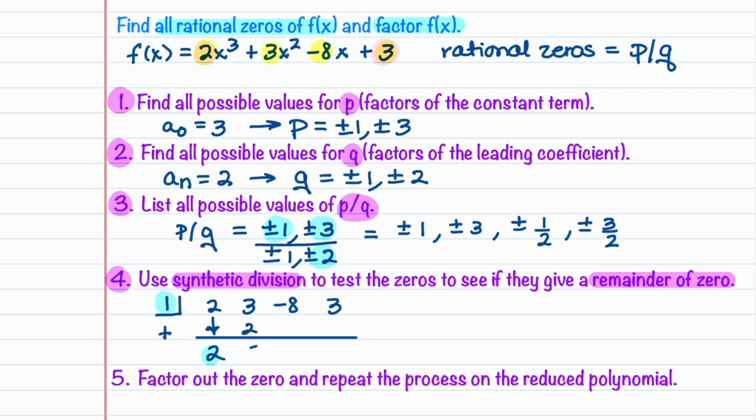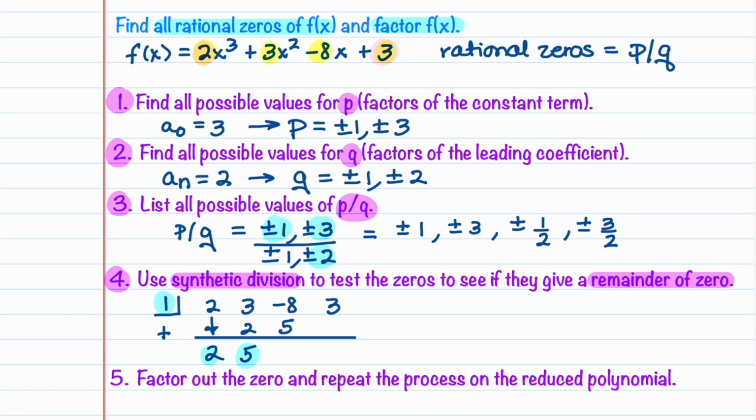3 plus 2 is 5. And then we're going to multiply 1 times 5, and we get 5. And then minus 8 plus 5 is minus 3. Now we multiply 1 times minus 3, and we get minus 3. And then minus 3 plus 3 is 0. We ended up with a remainder of 0, which tells us that 1 is a root of our polynomial.